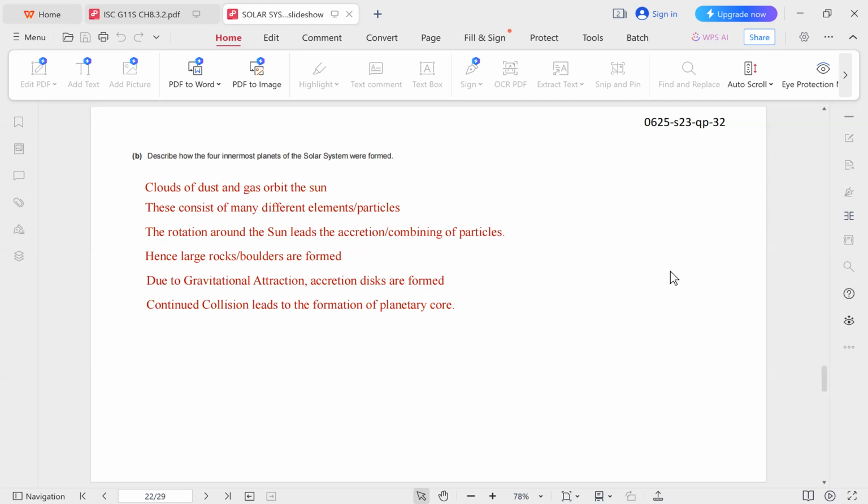And this led to the formation of large rocks and boulders. Boulders are very large rocks. And then due to gravitational attraction, these boulders got attracted together and accretion disks are formed. And then due to continued collisions, a planetary core was formed. So basically, small bodies got attracted together, forming larger bodies which got attracted together. And then these formed what we call the planetary core. And you need to understand how this happened.